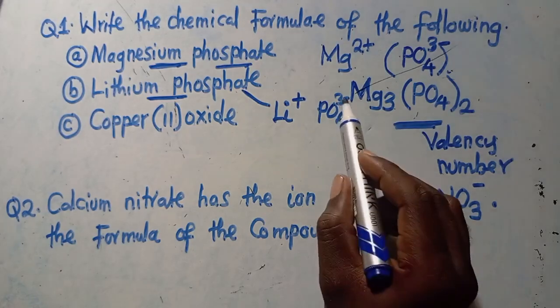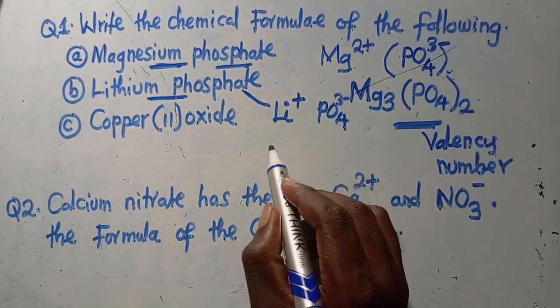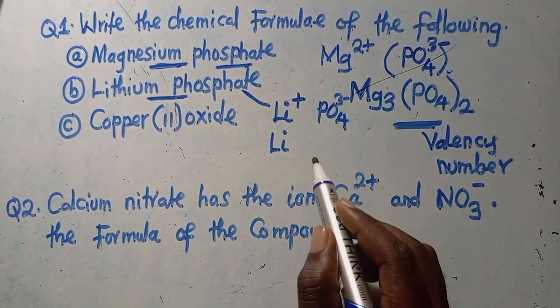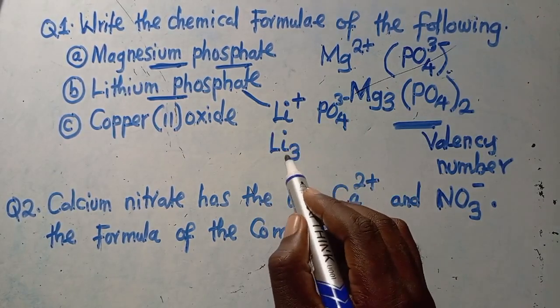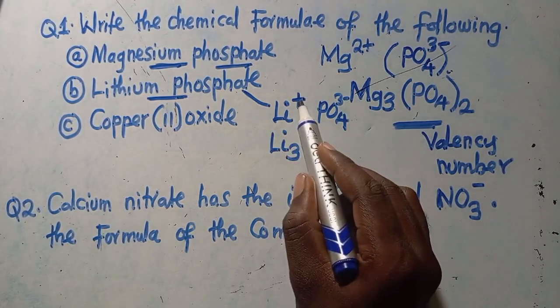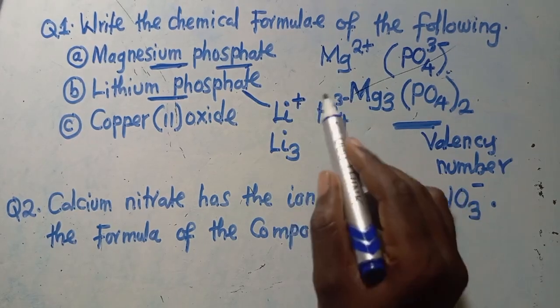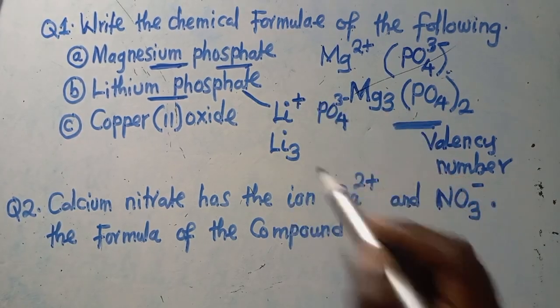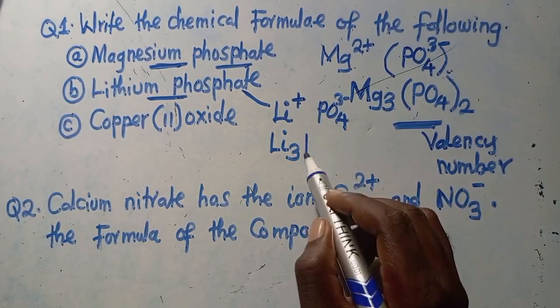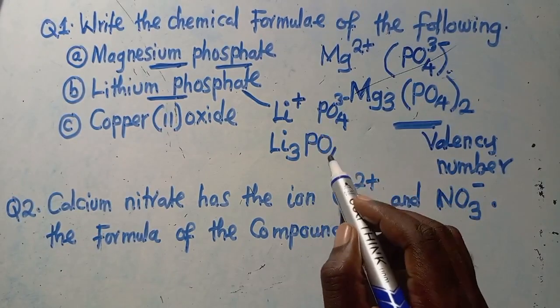So in this case, this 3 comes there. Here, it is going to be a subscript. So a 3 there. Since this is a 1 here, there's no need of putting this in brackets because it is a 1. And 1s we don't show. So I just write it like this: PO, then a 4.